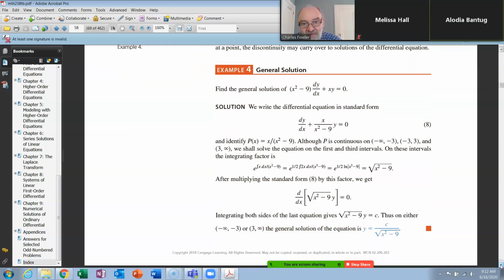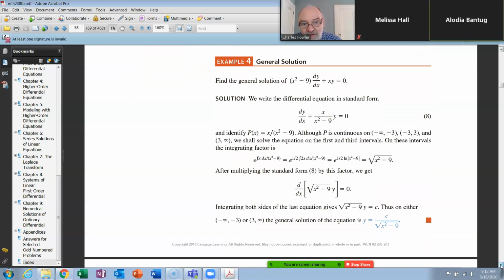All right, so here's another one. We want a general solution for this differential equation. So let's go back to the whiteboard. x squared minus 9 times dy/dx plus x times y is equal to 0.